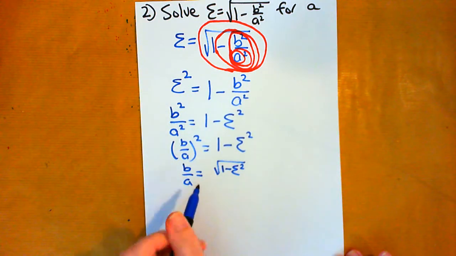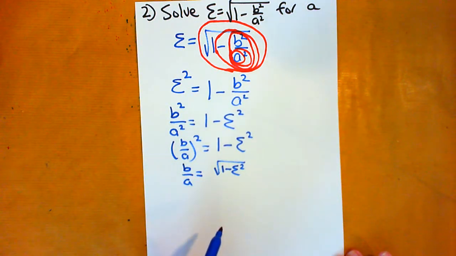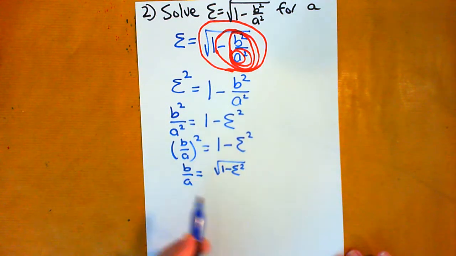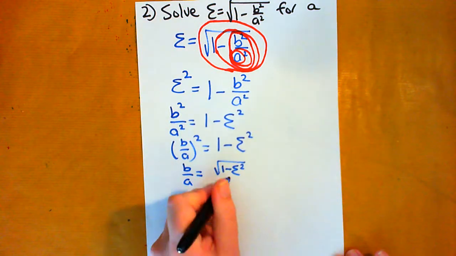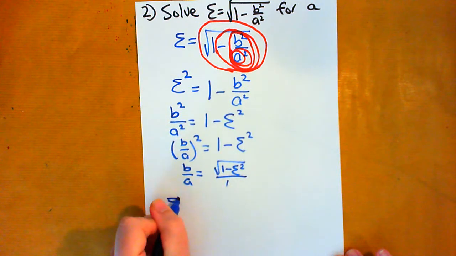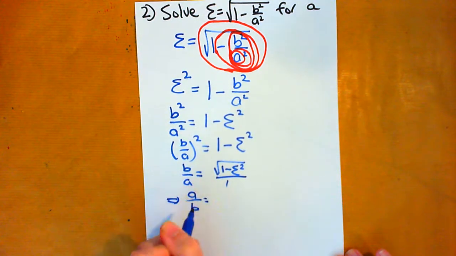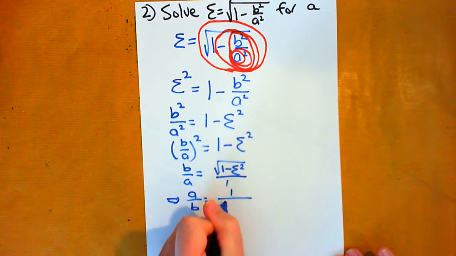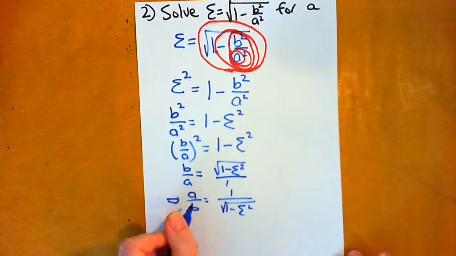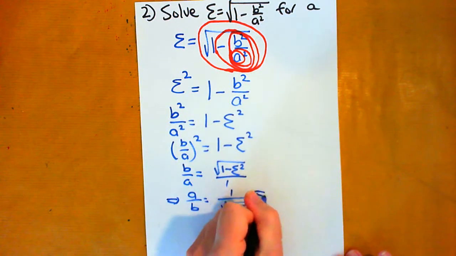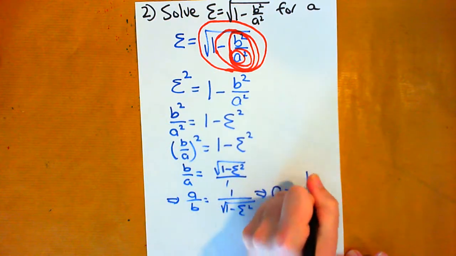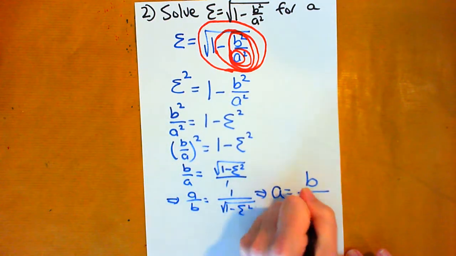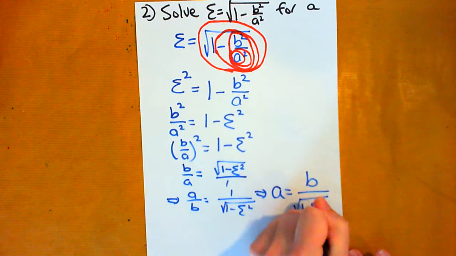What we want is on the bottom. We want to bring it to the top, which means we should flip both sides, but we've got to have one fraction on each side of the equation in order to do that. Well, we do. So therefore we can say a over b is 1 over the square root of 1 minus epsilon squared, and then we can get a by just multiplying through by b. So we get a is b divided by square root of 1 minus epsilon squared.